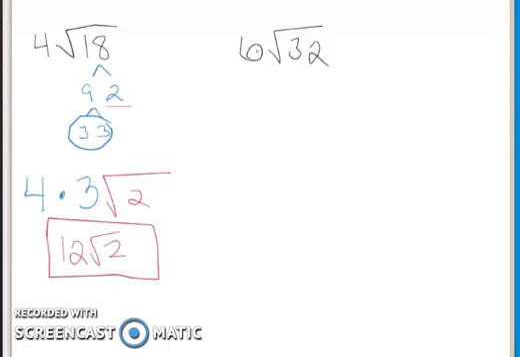I want you to pause the video and try this problem right now. I'm going to begin it in just about 2 seconds here, but try and pause the video and do it on your own. Okay, hopefully you got an answer. Let's go ahead and do it now.